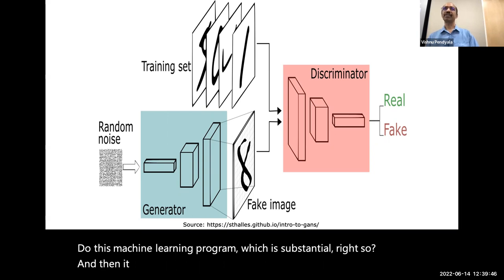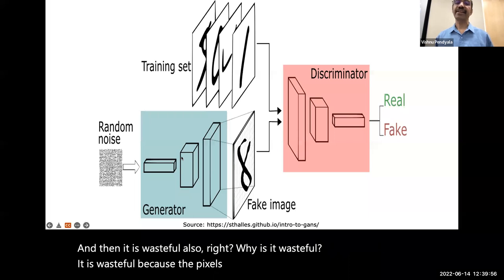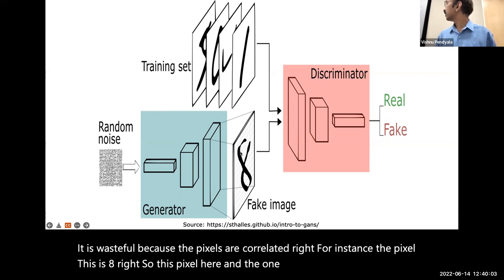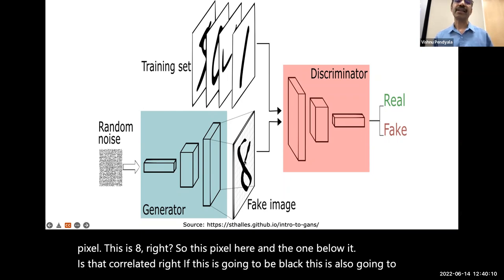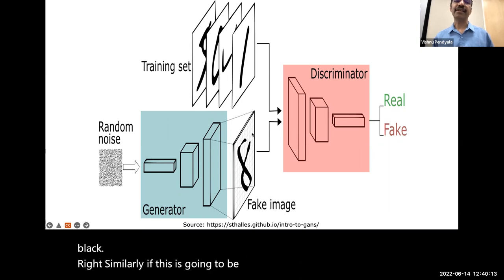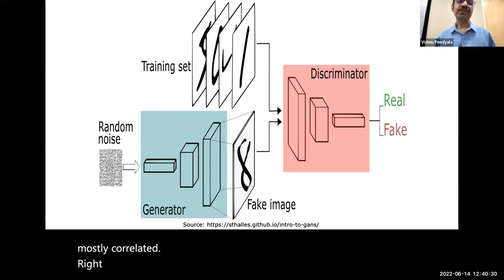And then it is wasteful also, right? Why is it wasteful? It is wasteful because the pixels are correlated. For instance, this pixel here and the one below it are correlated. If this is going to be black, this is also going to be black. Similarly, if this is going to be white, the adjacent pixels will also be white. So they're all mostly correlated. So what is the point in making the machine process 2 million values? To reduce the computation, there's a technique called convolution.